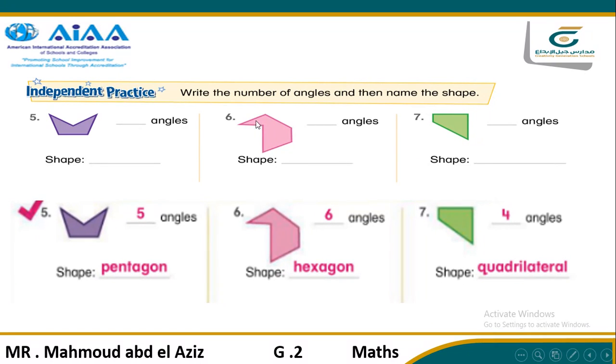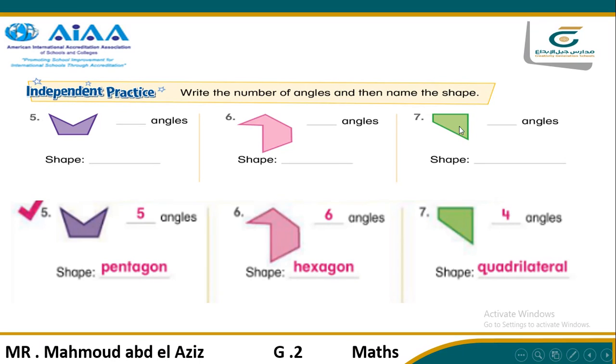The second shape here. How many angles? Let's count them. That's 1, 2, 3, 4, 5, and 6. So what's the name of the shape here? It's hexagon. So with 5 angles, the name is pentagon. With 6 angles, the name of the shape is hexagon.